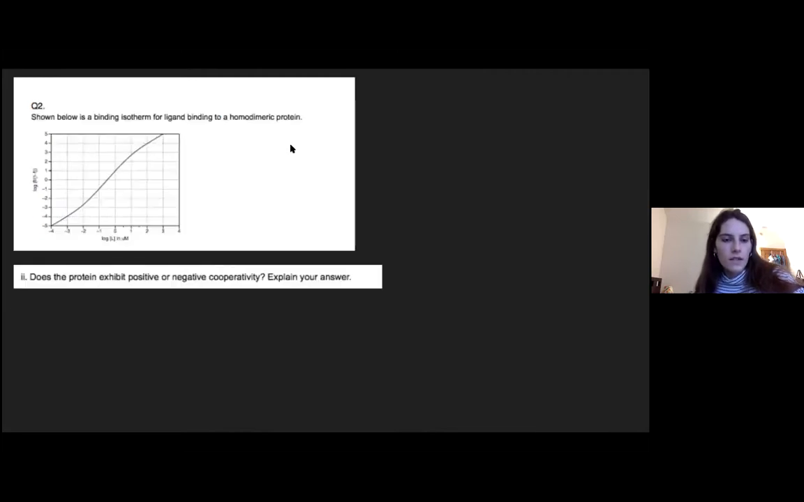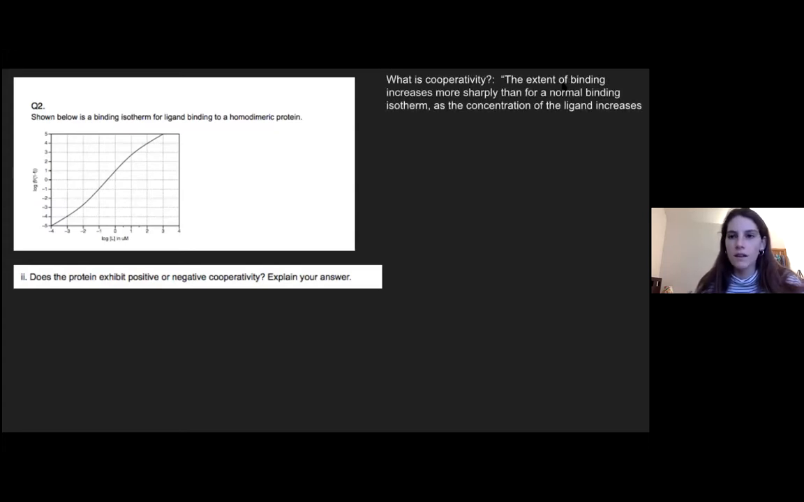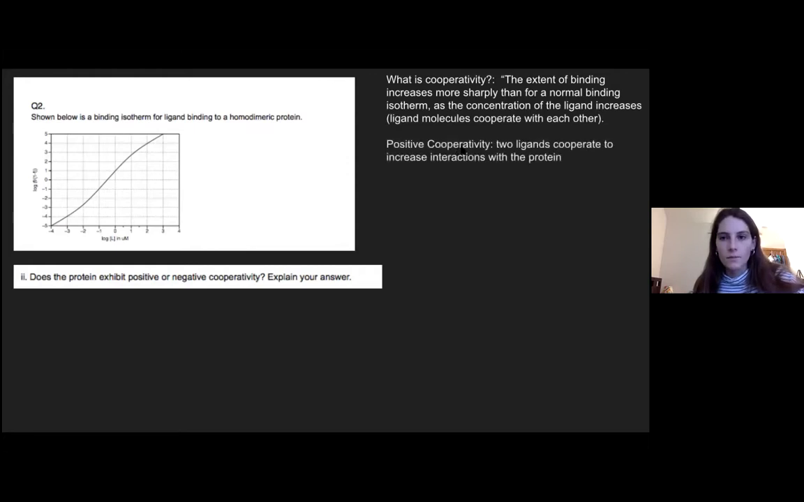And then for the second portion of the question, it's asking whether the protein is exhibiting positive or negative cooperativity. So first, we want to define what cooperativity is. The textbook defines it as the extent of binding increases more sharply than for a normal binding isotherm as the concentration of the ligand increases. Basically, you can think of it as the ligand molecules cooperating with each other to make binding stronger.